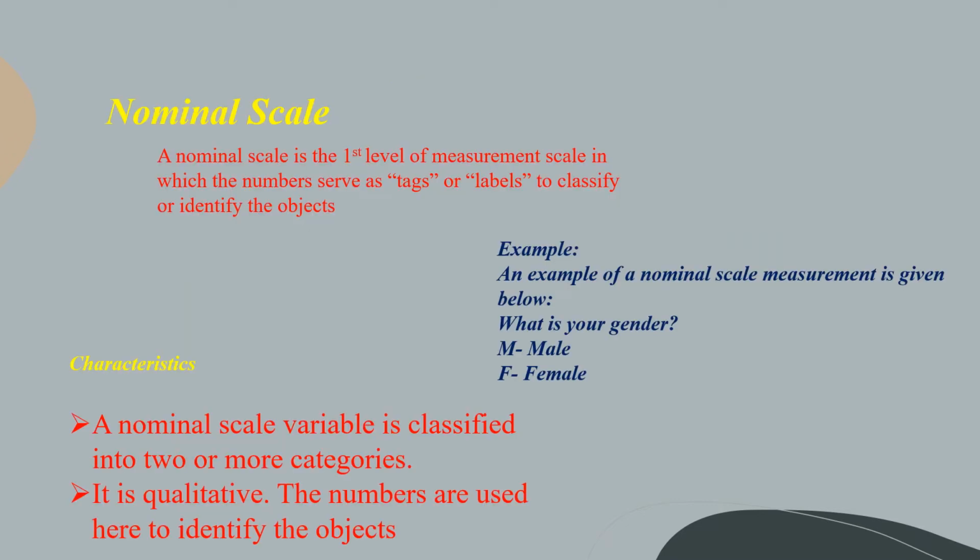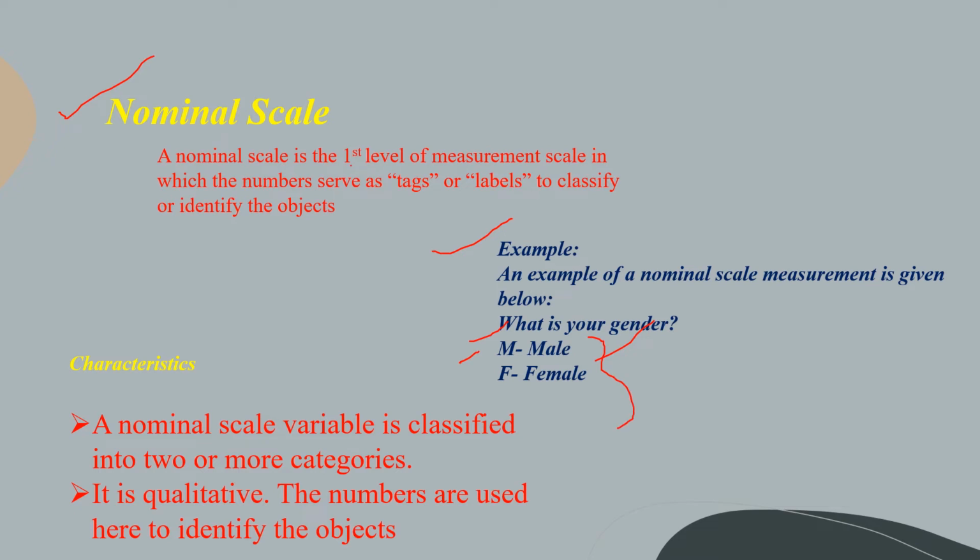So first we discuss the nominal scale. What is the nominal scale? Nominal scale is the first level scale of measurement, which classifies or identifies the objects. When we classify or identify the objects, then we can say that it is a nominal scale. For example, if I ask what is your gender, you can say either male or female. M is denoted as male and F is denoted as female. So this is an example of nominal scale.